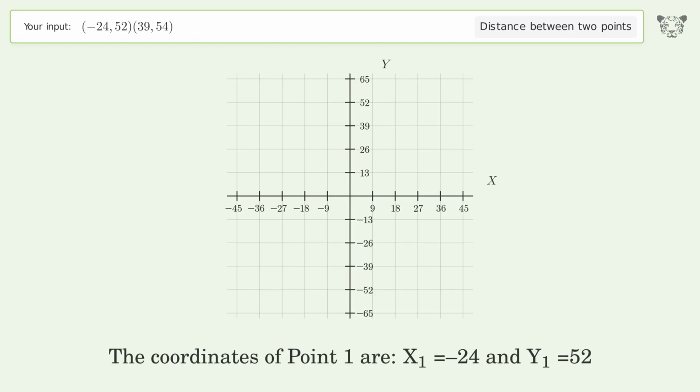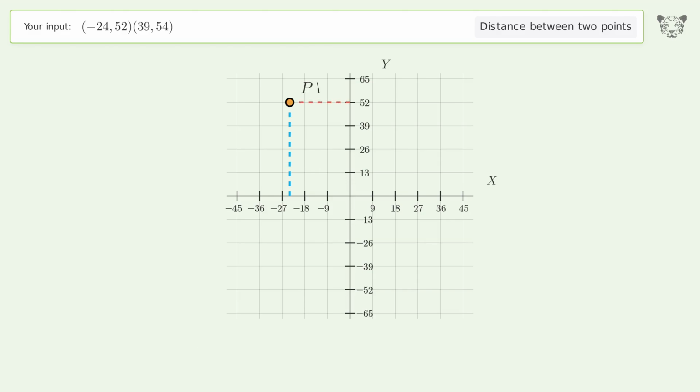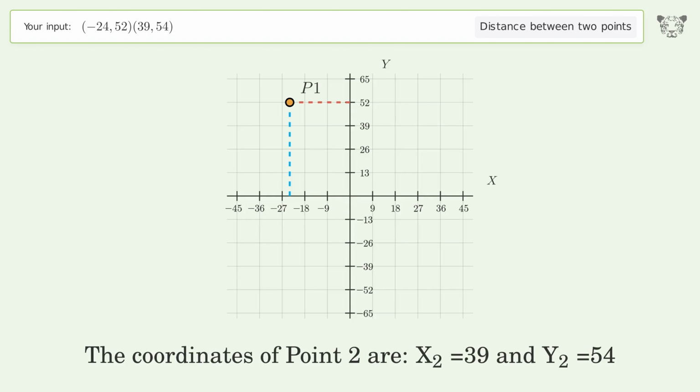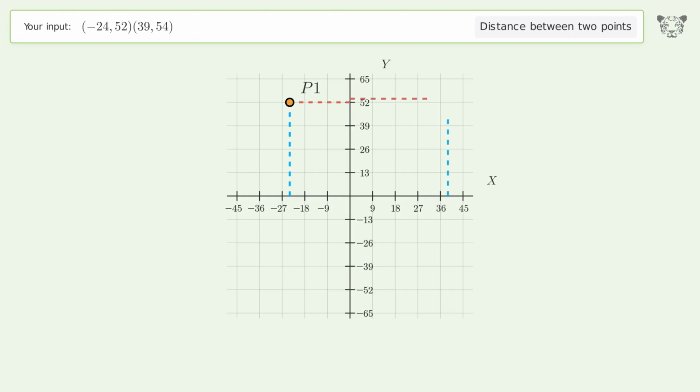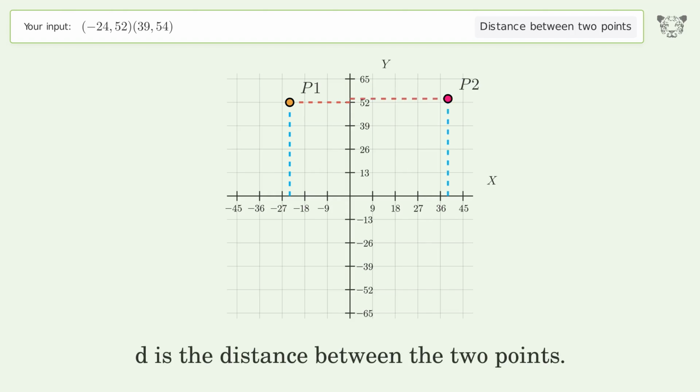The coordinates of point 1 are x1 equals -24 and y1 equals 52. The coordinates of point 2 are x2 equals 39 and y2 equals 54. D is the distance between the 2 points.